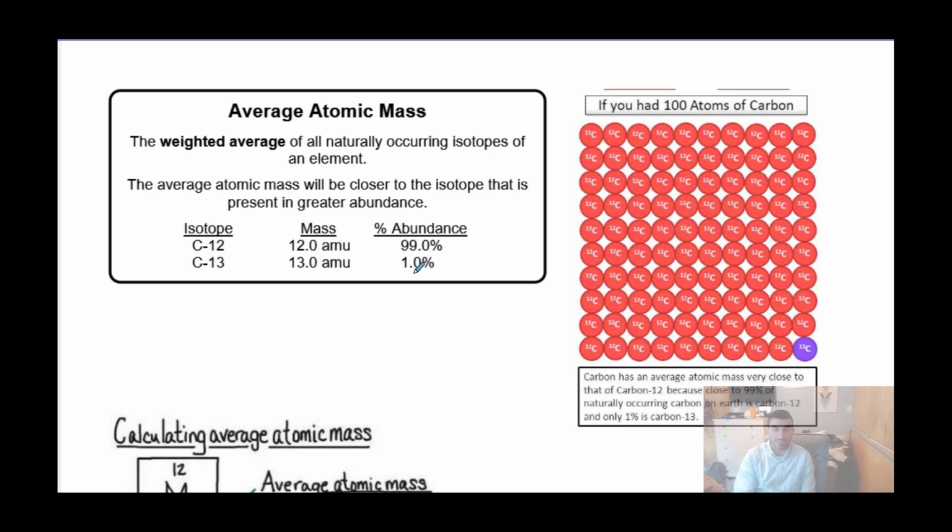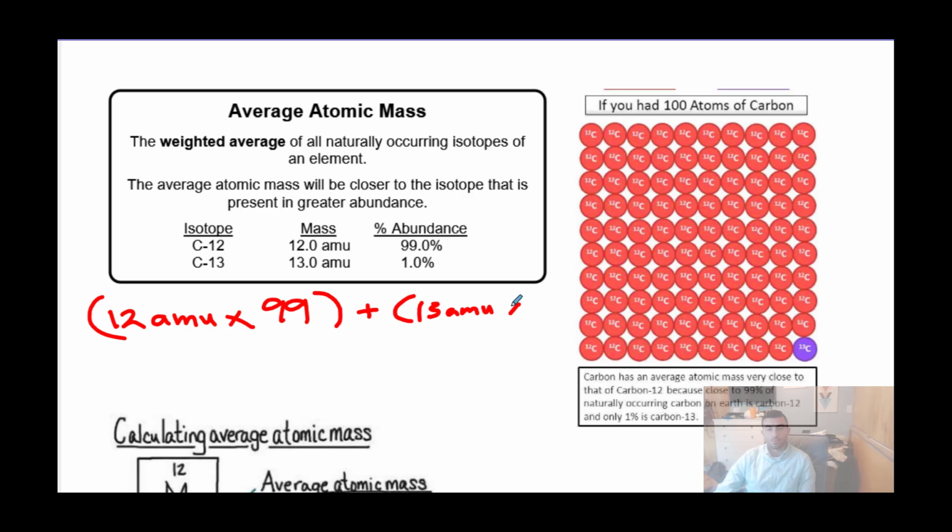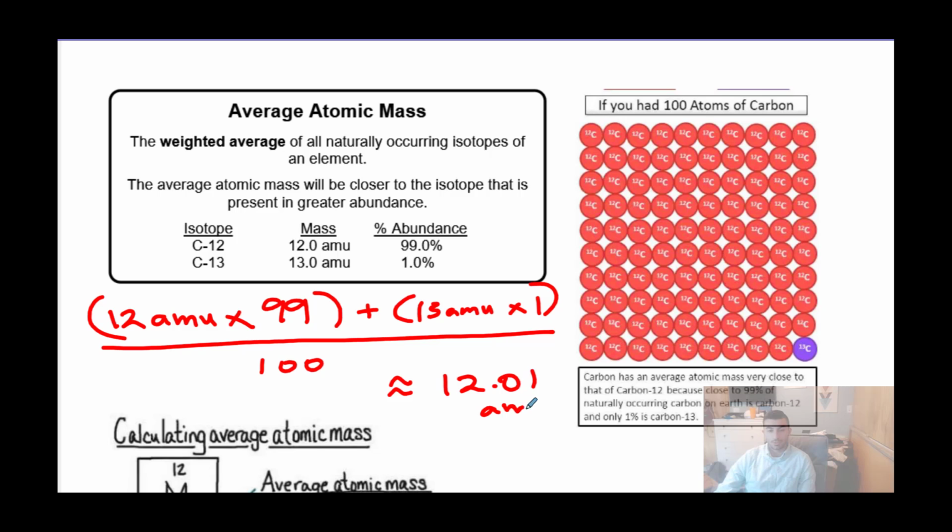So how do you describe the average mass? Well, we take a weighted average. We take the mass of one isotope and we multiply it, if we assume that there's 100 atoms, by how many of those atoms have that mass. And in this sample, 99 would have a mass of 12 AMU. And we add it to the other mass, 13 AMU, which one atom would have a mass of, and then we divide it by how many atoms we assumed we had in the sample, which is 100. And if we do that, we get somewhere around 12.0 in some decimals AMU.